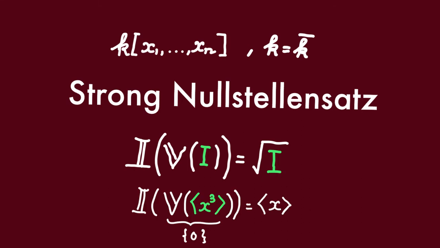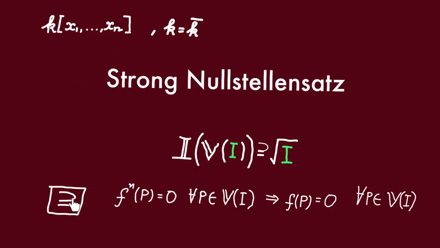An example we took in the previous video is the ideal generated by x cubed inside the polynomial ring in one variable. The zero set of that is just the set consisting only of the element 0, and the ideal of all functions vanishing on that is the ideal generated by x, which is exactly the radical of the ideal x cubed. Alright, so let us now prove this statement.